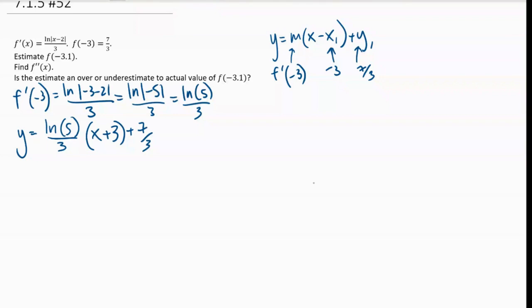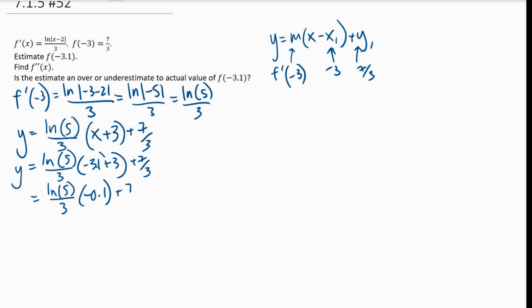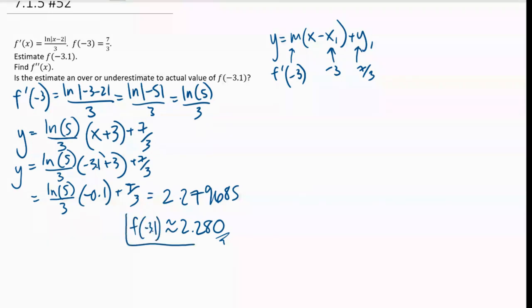Okay, so to estimate what happens at -3.1, let's plug in -3.1. So that would be -3.1 plus 3, which is ln of 5 over 3 times -0.1, plus 7/3. Okay, I'm going to have to plug this into my calculator. When I do that, I get 2.279685. Okay, so that's about 2.280. And yes, the 0 at the end counts as your third decimal place, so make sure you include it. So that's my estimate for f of -3.1 using the tangent line at x equals -3.